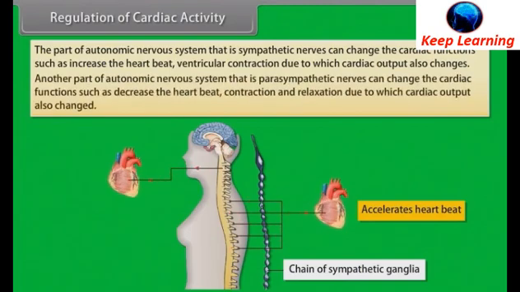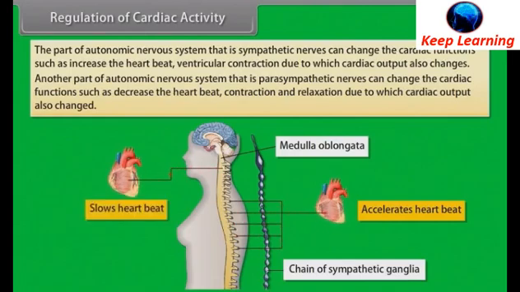Another part of the autonomic nervous system, that is, parasympathetic nerves, can change the cardiac functions such as decrease the heartbeat, contraction and relaxation, due to which cardiac output also changes.